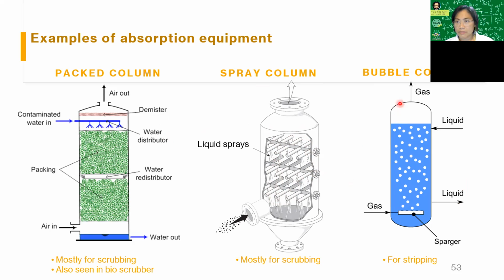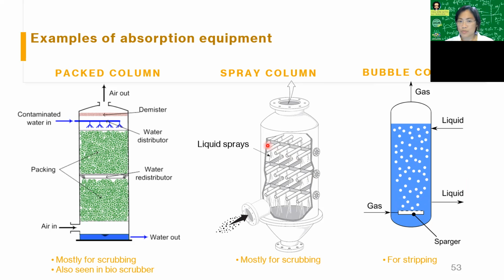Another setting is a bubble column. Okay, so these two, the packed column and spray column, are for scrubbing most of it, but the bubble column is mostly for stripping. So you put the gas in and you want the gas to strip something out from your liquid. Okay, so that's why you are using a bubble column.